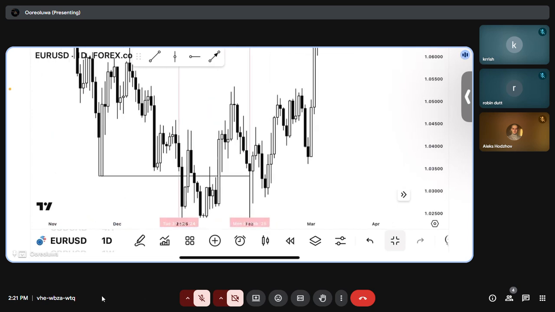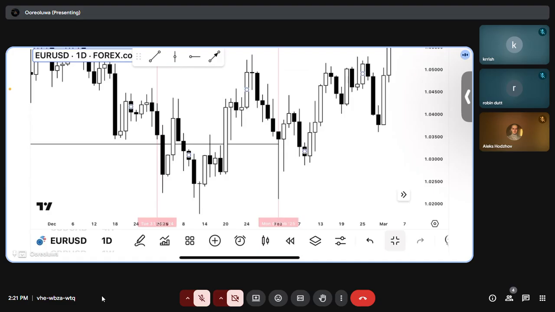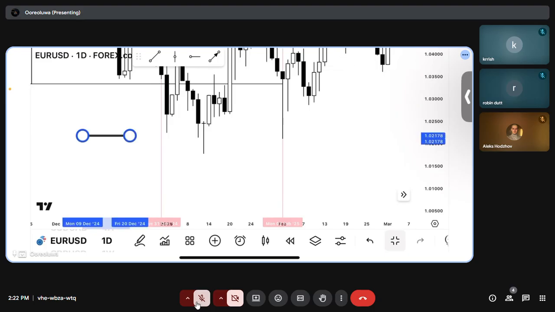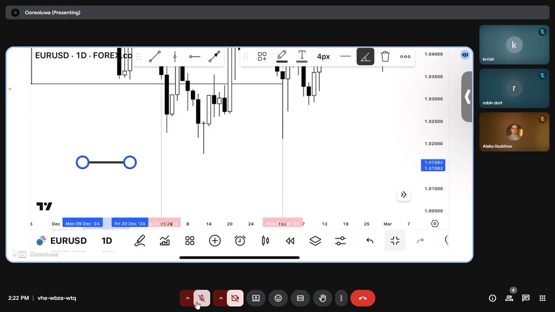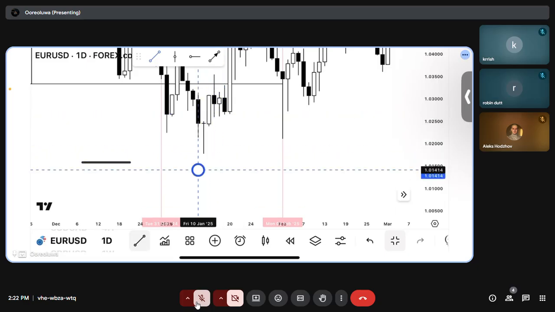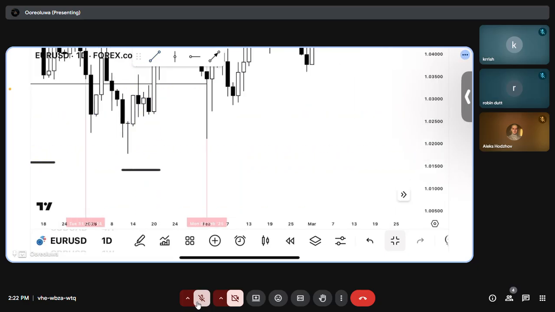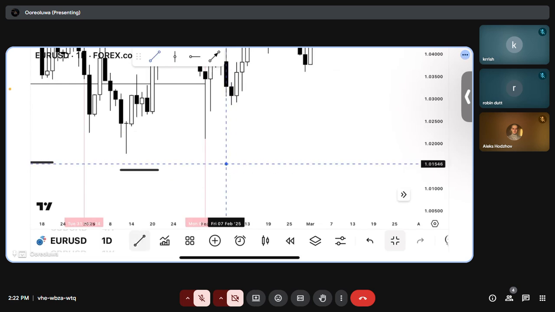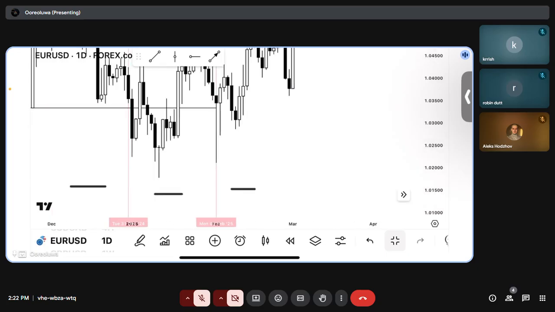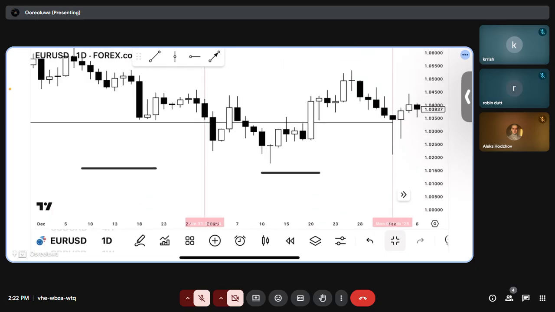So this was like the first candle around here. Let me draw something else. This point was the first candle. This point is the second candle, and this is the third one around here, right? So this is it. Now we opened.